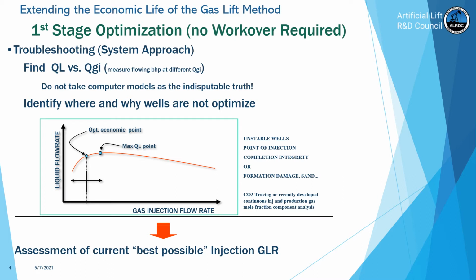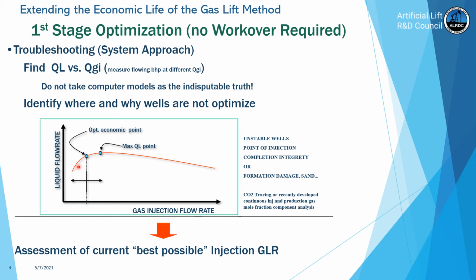Once you know that all these selected wells are doing okay, then it is time to find what we call the gas lift performance curve. If we plot the liquid rate versus the injection gas liquid ratio, we should be able to get this curve.